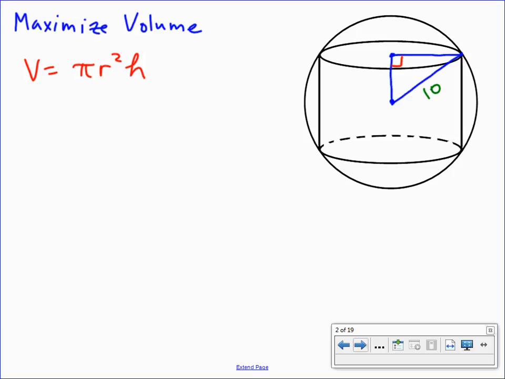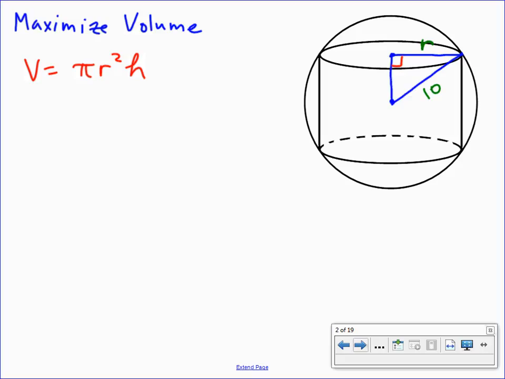In my problem, I see the radius of my cylinder is this horizontal line segment. Yes, so I'll label that r. There's my r. And the height of my cylinder is not this leg length. It's what? Well, it's double that. Yes, it's double that. And so I'm going to keep that in mind when I go and try to rewrite that as a function of a single variable.